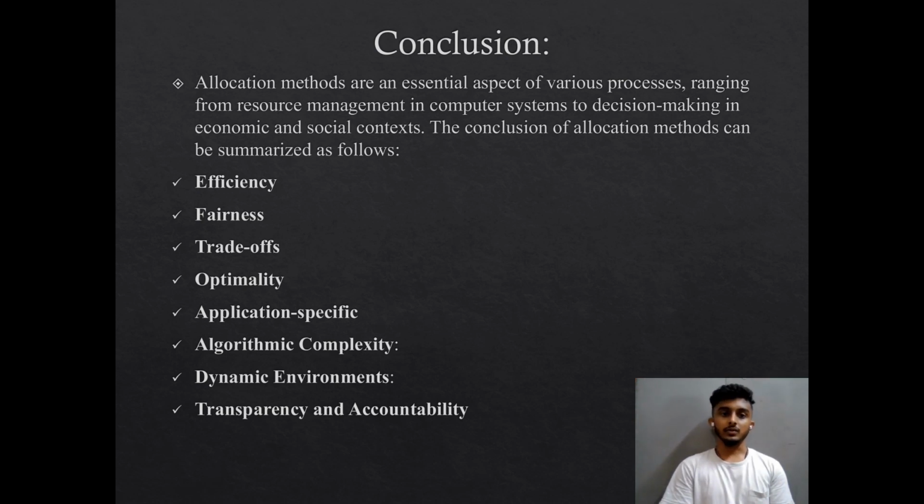At last, the conclusion. Allocation methods are essential aspects of various processes, ranging from resource management in computer systems to decision making in economic and social contexts. The conclusion of allocation methods can be summarized as follows: efficiency, fairness, trade-offs, optimality, application specificity, algorithm complexity, dynamic environment, transparency, and accountability.